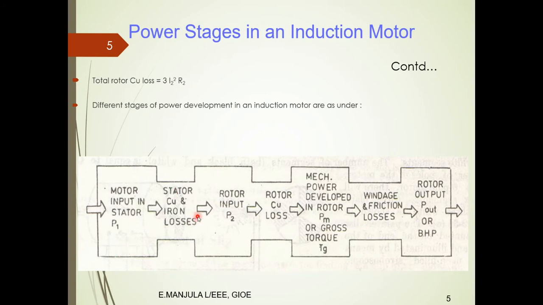So here P1 minus stator copper losses is equal to P2. P2 minus rotor copper losses is equal to PM. PM minus frictional losses is equal to P out. Okay, this is the power flow.